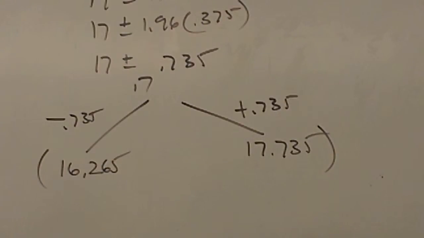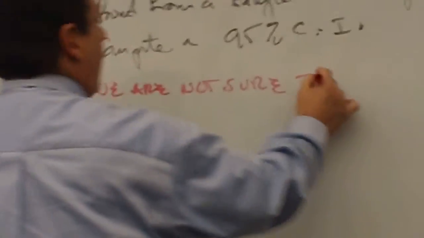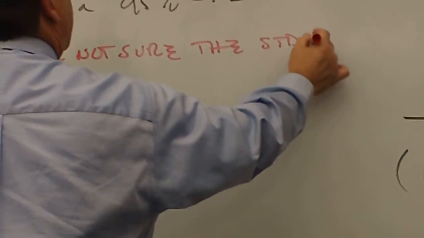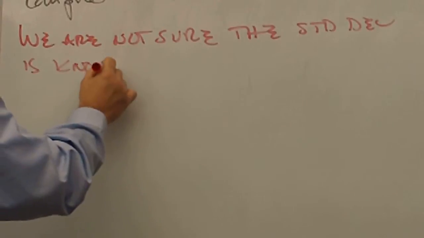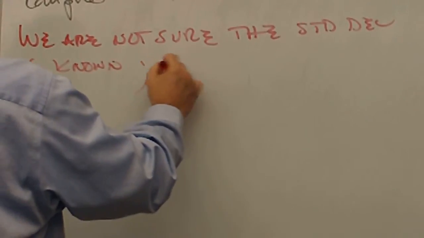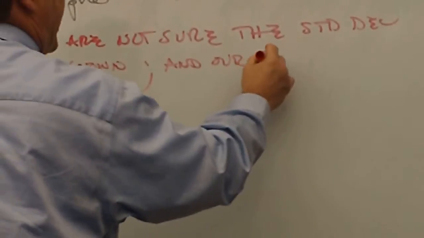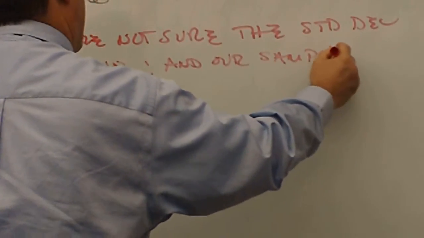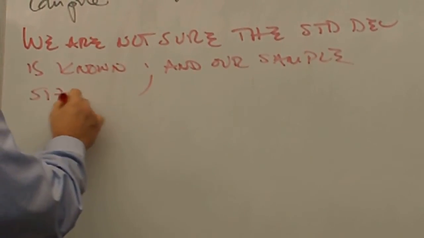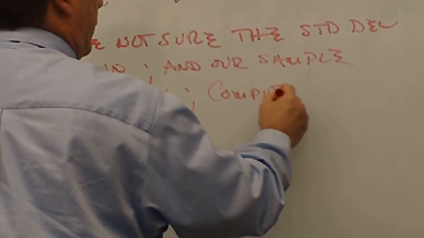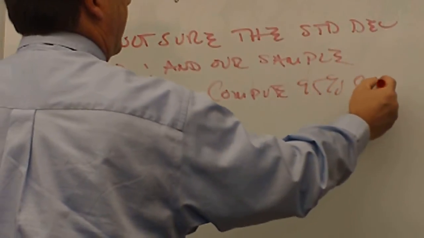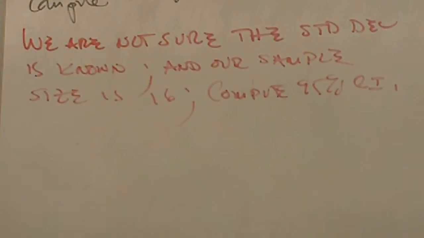Okay, same problem, except now we're not sure the standard deviation is known, and our sample size is 16. Compute a 95% confidence interval. T-table time.